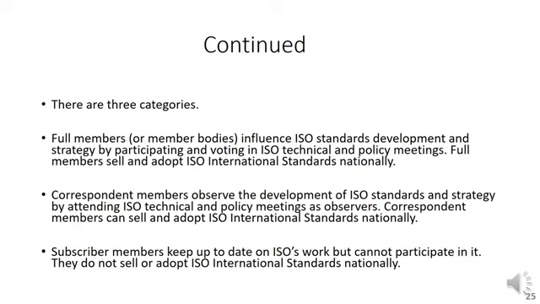The second category is the correspondent members, and the correspondent members observe the development of ISO standards and strategies, right? They can observe, that means they are there in the meeting and they can observe the process by attending the ISO technical and policy meetings as observers, right? But they cannot vote, they cannot take part as a voter or as a suggester in the meeting. But yes, they have the authority, they can sell and adopt the ISO standards in their country, right?